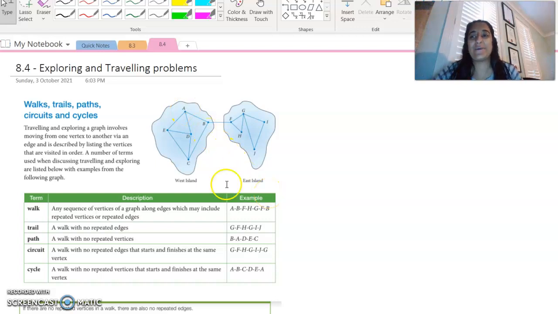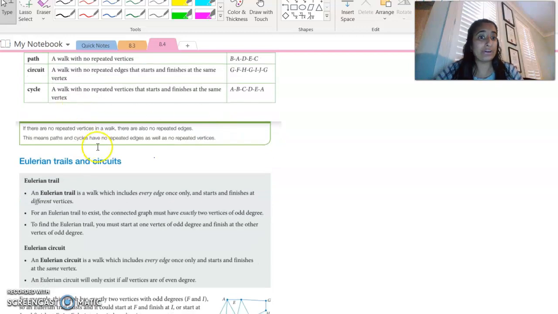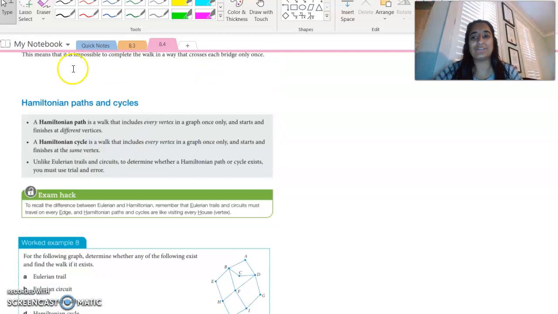Hello everybody, so today we are looking at 8.4 of the textbook on exploring and travelling problems. So this is basically looking at the Eulerian trail and circuit and also the Hamilton path and circuit. So there's two types of paths and circuits.